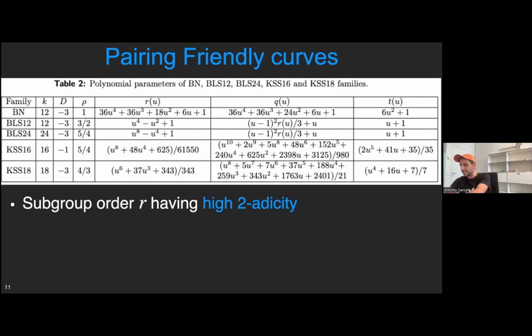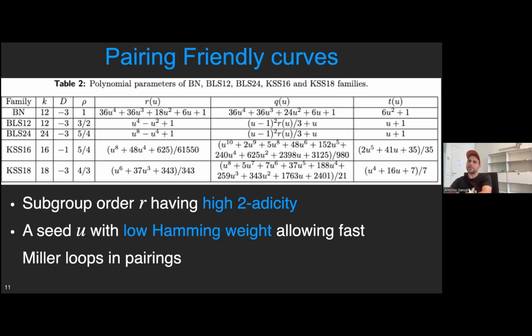Another thing that's really interesting for ZK, for pairing-friendly curves, is that you want to have a U with a low Hamming weight. That again is a way to say that if you take U as the seed and put it in binary form, you want to have a lot of 0s, and this will make the Miller loops really efficient. And you have other properties that you want in order to have suitable pairing-friendly curves for ZK.